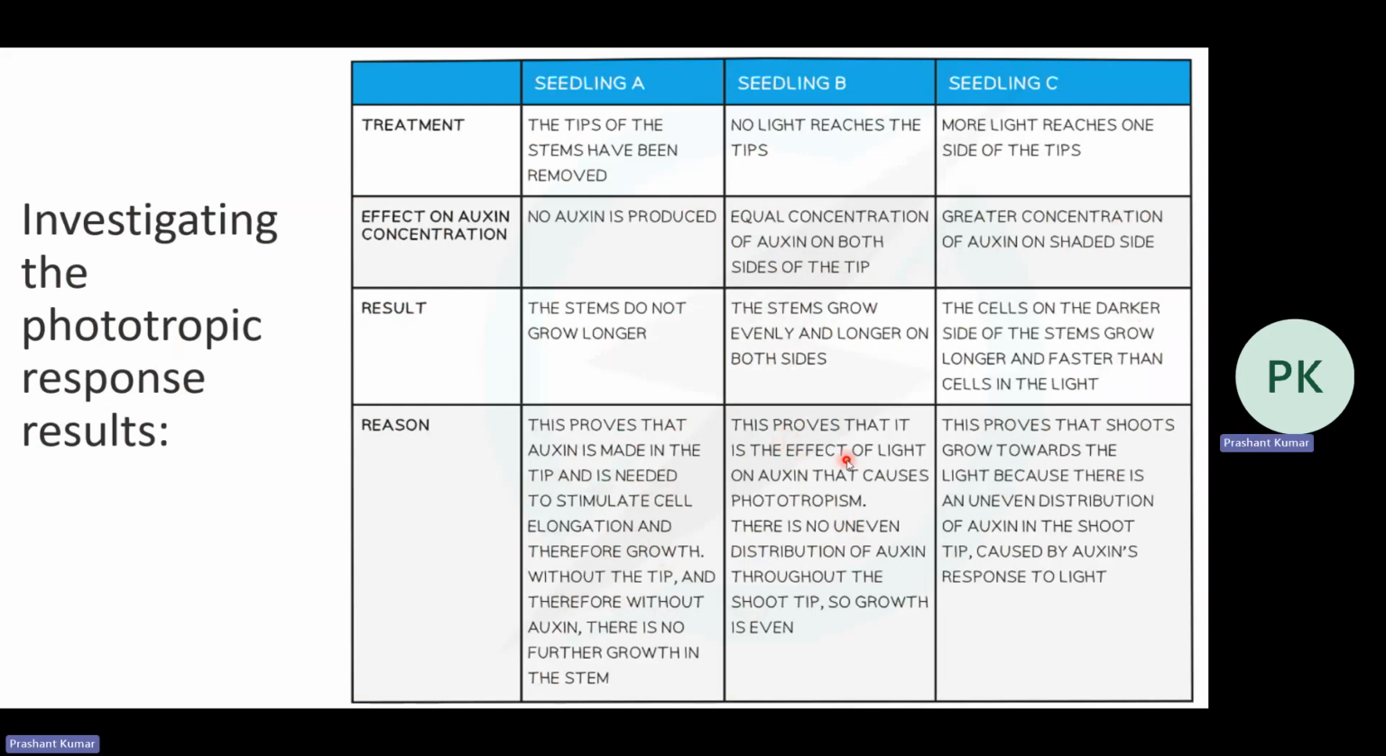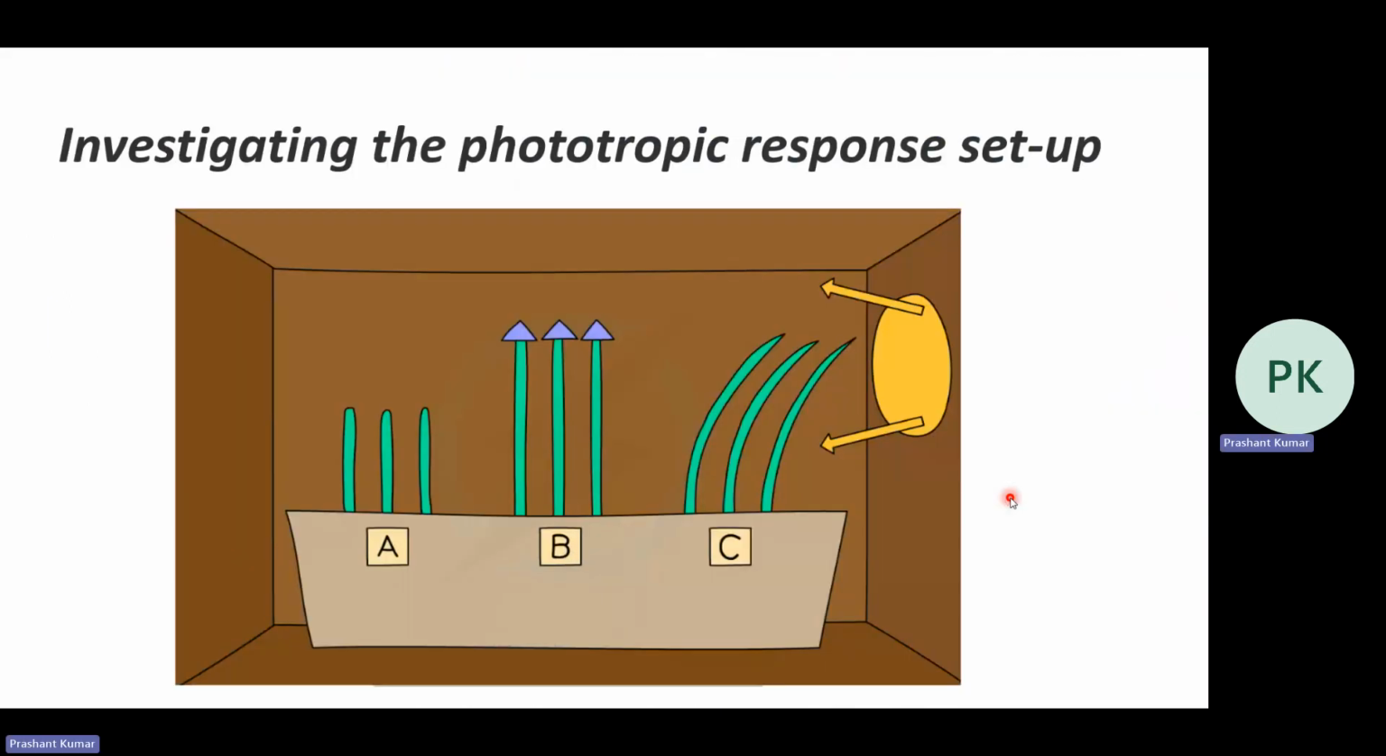In seedling B it proves that if it is the effect of light on auxin that causes phototropism, there is no uneven distribution of auxin. But in seedling C, there is uneven distribution and auxin is helping the shoot to bend towards the light as seen in the diagram.